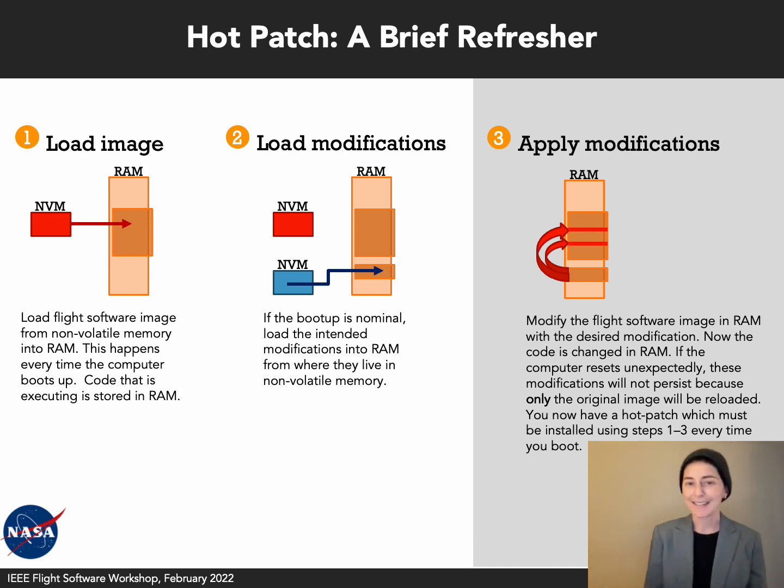A brief refresher of what a hot patch is. It's 3 easy steps. First, you load the image into RAM from non-volatile memory. This happens just as a part of boot. Code that is executing is stored in RAM, and that makes sense. Number 2, we load the modifications that we want to make to the RAM image. If the boot up is nominal, we load those modifications into RAM, and then number 3, we can apply those modifications from one place to another place, overwriting the image that's being executed.